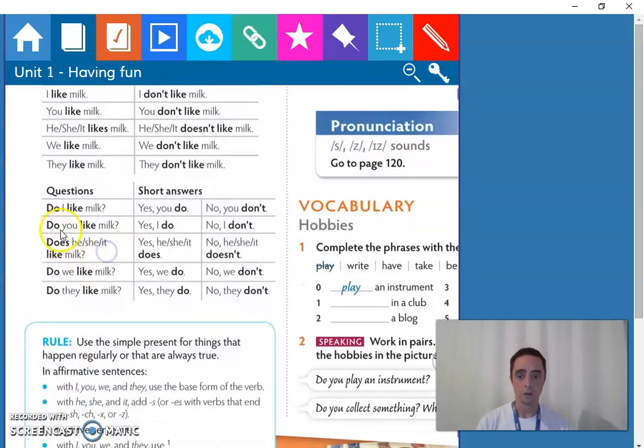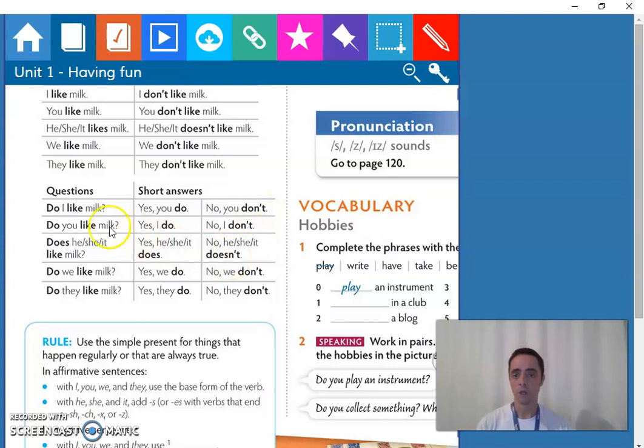For questions we are going to use do and does. So, for he, she, and it, we are going to use does, and the verb goes back to the original form. So we have, do I like milk? Or does she like milk? Alright. Then for the short answers, if you answer in the affirmative, you are going to use do or does. If you have your short answer in the negative, you are going to use don't or doesn't.